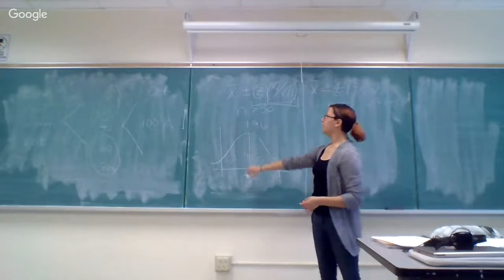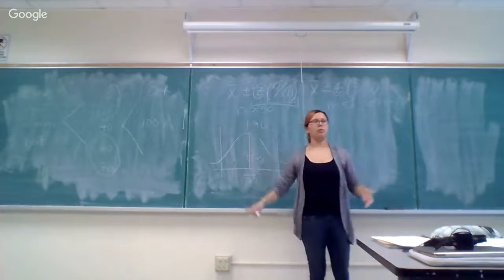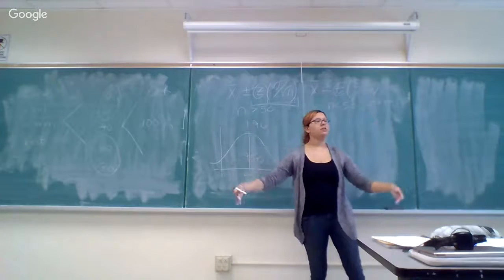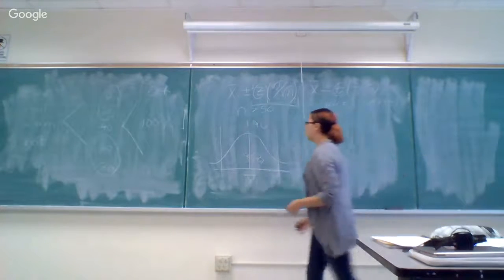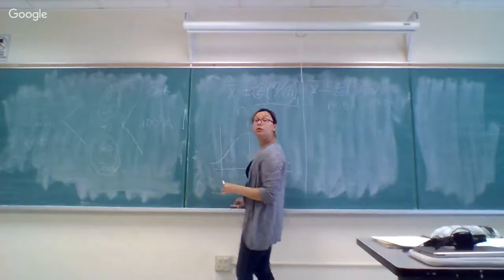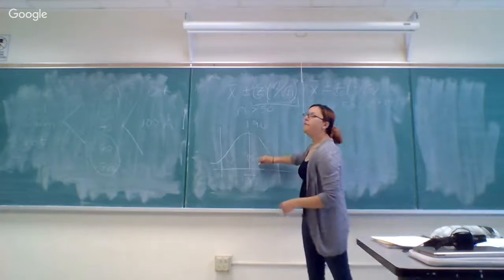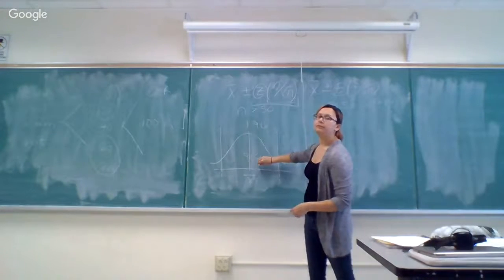This Z is based off the normal distribution. So if our distribution is normal, we can make assumptions about what our data looks like. So actually, let me cover it. What's the 1.96, the Z-score? That's the critical value for a 95% confidence interval.